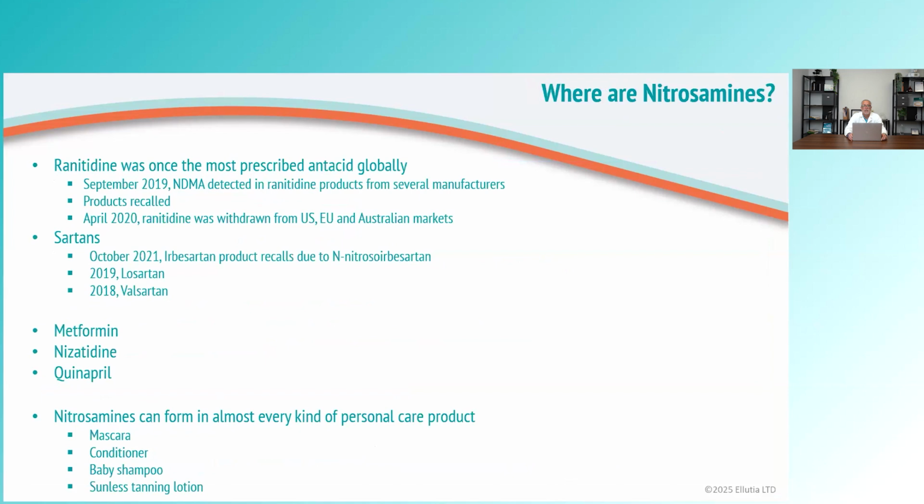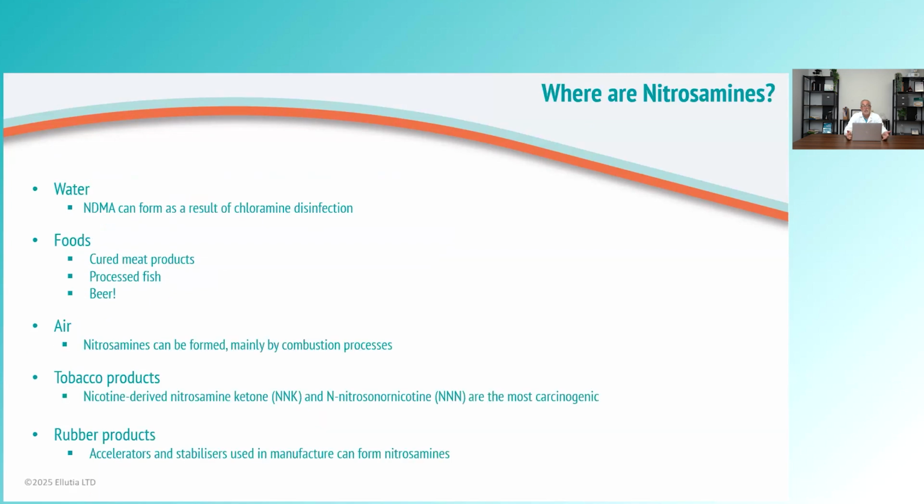The impact of nitrosamine detection and contamination can be catastrophic. Ranitidine was once the most prescribed antacid globally, but it's now been withdrawn from the market due to NDMA contamination. Sartans and metformin are products of concern at the present due to the synthesizing process being likely to form nitrosamines. However, nitrosamines can form in almost every kind of personal care product. Unfortunately, nitrosamines are not limited to cosmetics and pharmaceuticals. They're also found in food, beer, tobacco products, rubber products, and even the air.